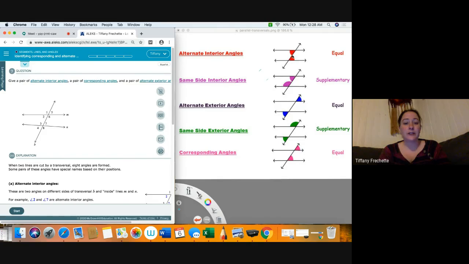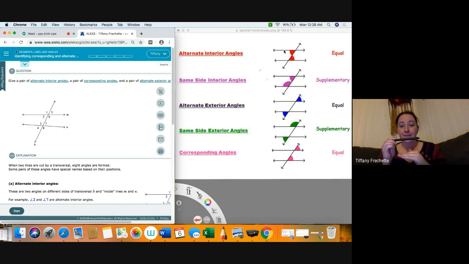So alternate means they're on different sides of the transversal. So the transversal in this case is going like this on my diagram and actually in the example. So we have a left side and we have a right side. So that would be the alternate part of alternate interior angles. Interior means that the two lines in the example on this screen, they're not parallel, but in the example on the screen, they are. So it doesn't matter.